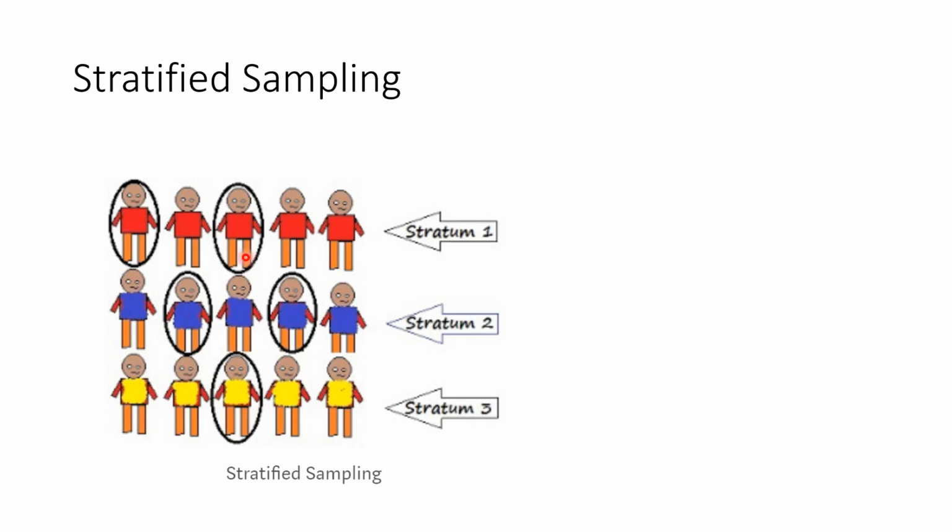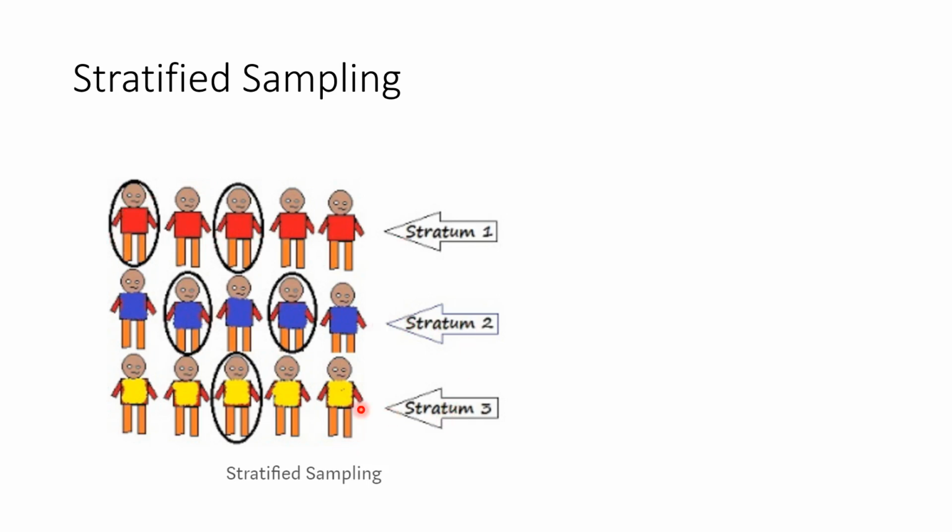We again have our 15 people in the population, or students, but this time we've got a different population. We've got 5 wearing red shirts, 5 wearing blue shirts, 5 wearing yellow shirts. Again, we've got 15 and we want to choose 5. But I've put all the red shirts into one what we call stratum. You can think of the word stratum as a group. I've just put them into a section. The blue shirts are in stratum 2 and the yellow in stratum 3.